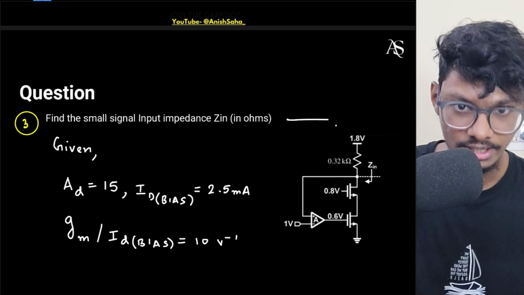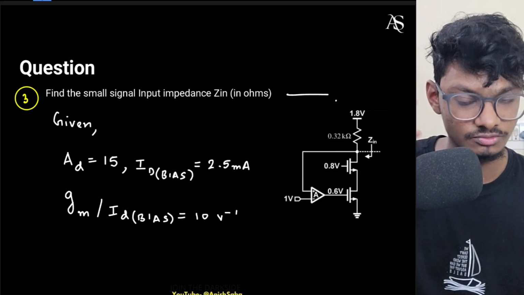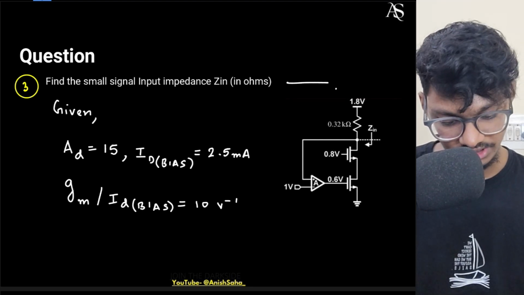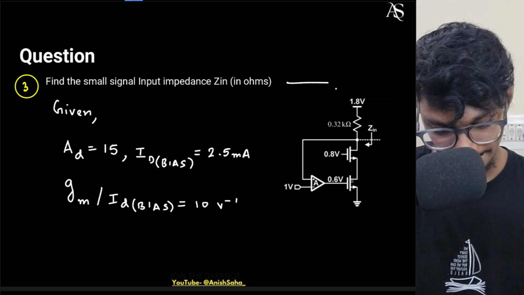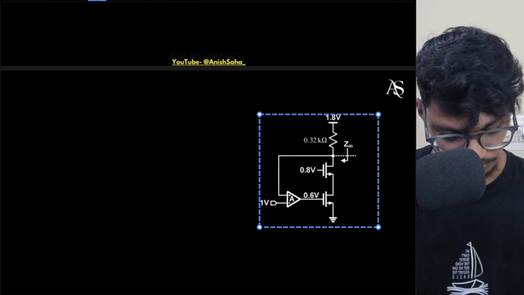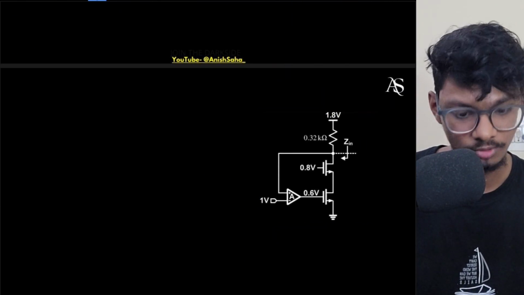So first I will solve, then I will check whether my assumptions were correct, that the MOSFETs are in saturation or not. Okay, so obviously if I take this circuit, take it here, and my assumption is the MOSFETs are in saturation.